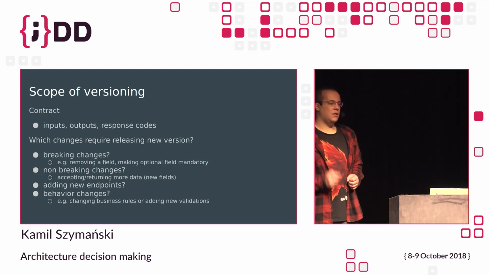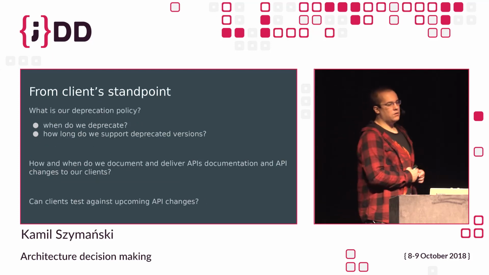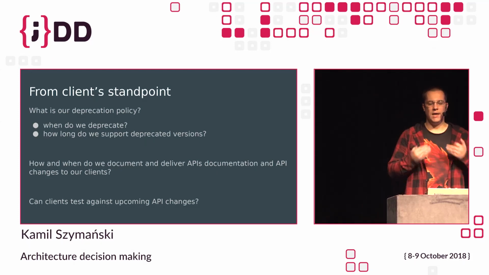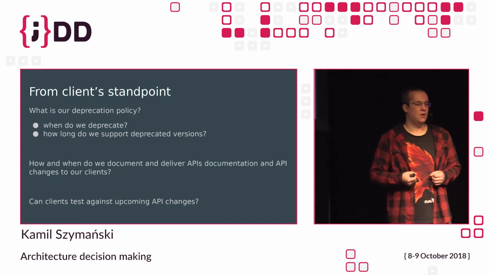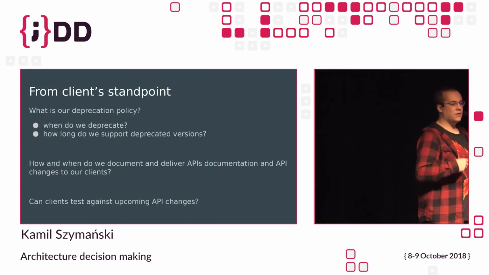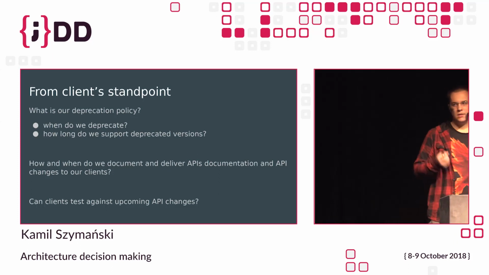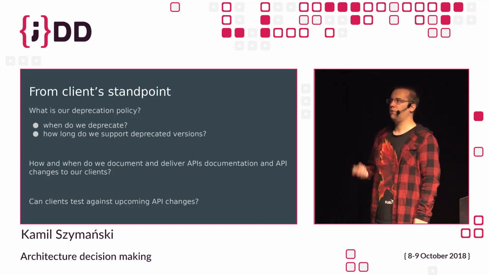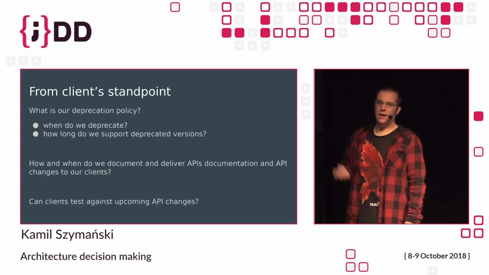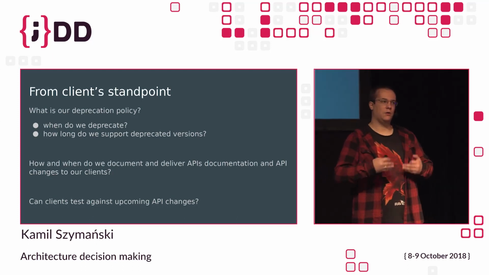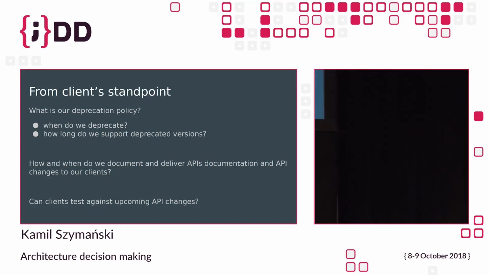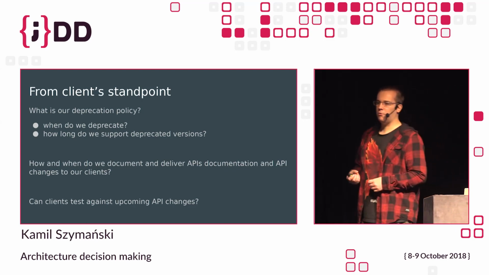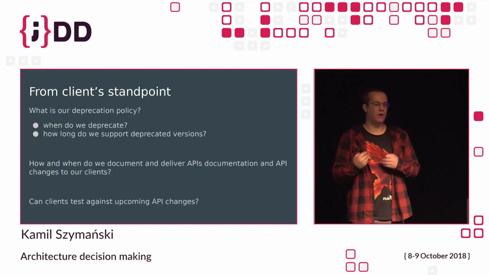And it's not the end of the story. We need to take a look at it from the client standpoint. We need to, for example, define what our deprecation policy is. When do we deprecate a version, and how long do we support it? And it's not enough to say, oh yeah, we will support it for 2 months. If our clients have a quarterly release schedule, or they release their software every half a year, they will just go to a different provider. So we need to check what the requirements and the context of our clients are.